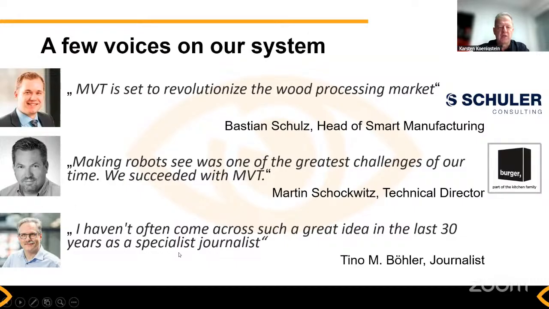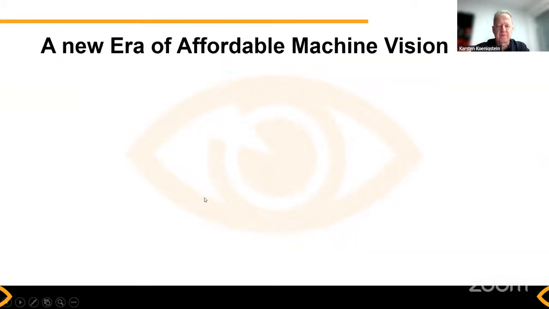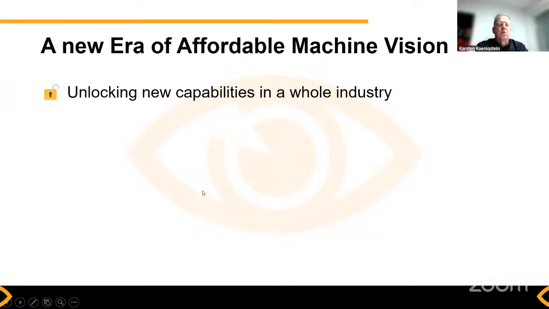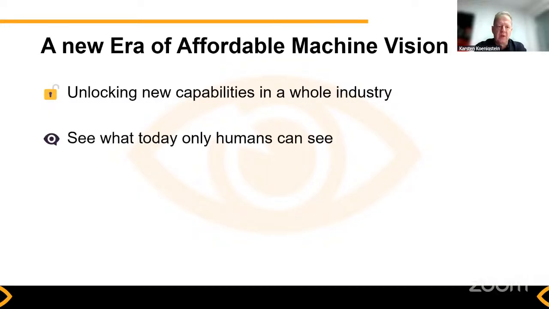And also journalists really like the idea of edge AI, which we have in our DNA 100%. It's really a great thing what you can do there. So what we are doing, we are unlocking new capabilities in the whole industry. Because with that, we can work in areas where you cannot work with normal vision systems. We can see things that only humans can see.